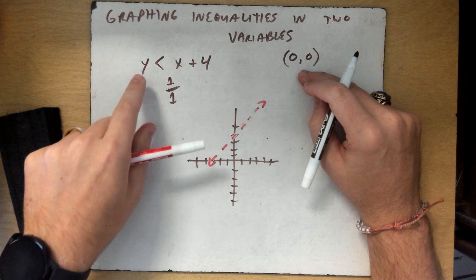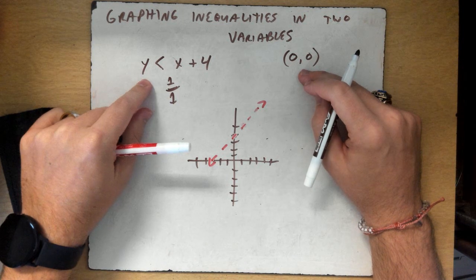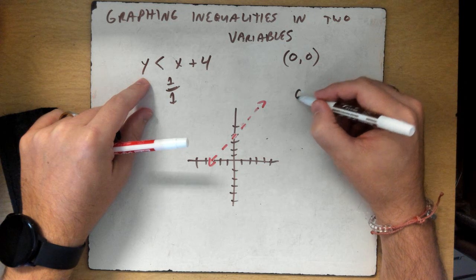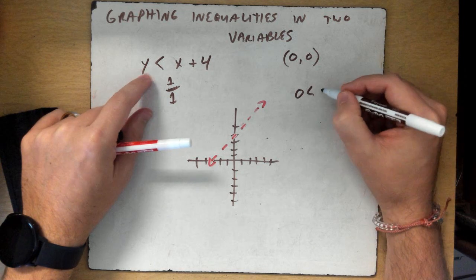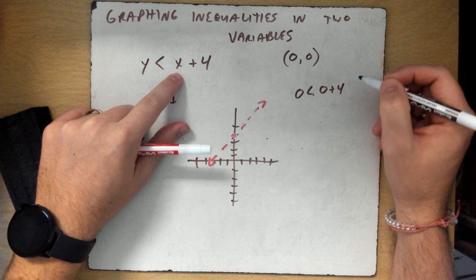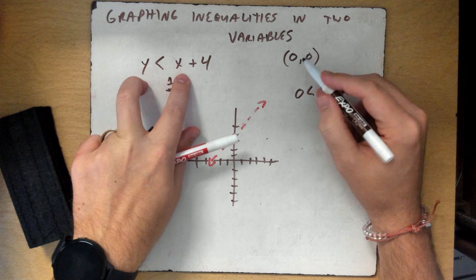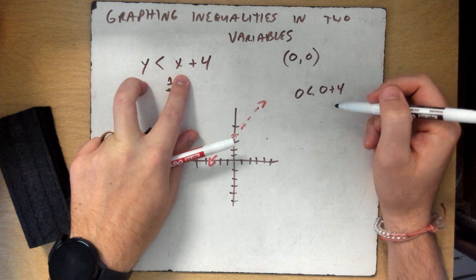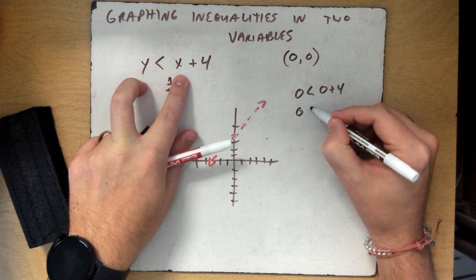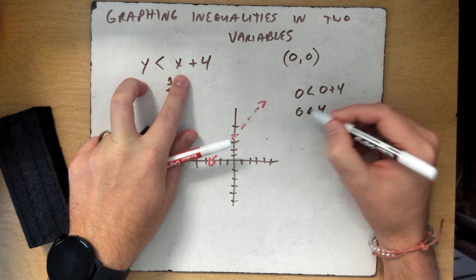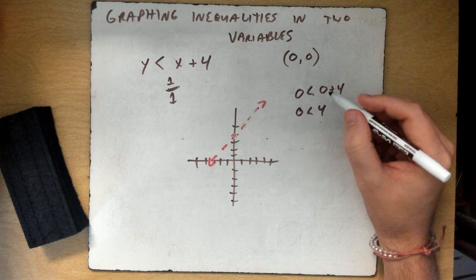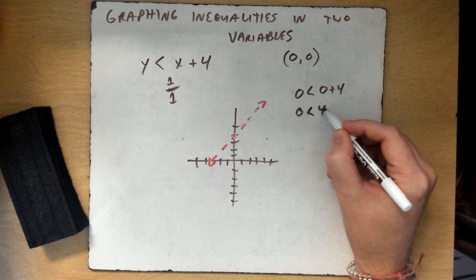So if I plug that point into x and y, so 0 less than 0 plus 4. I just took my x and y and replaced them with zeros. So 0 less than, and then 0 plus 4 is 4, right? Is this a true statement? Is 0 less than 4?